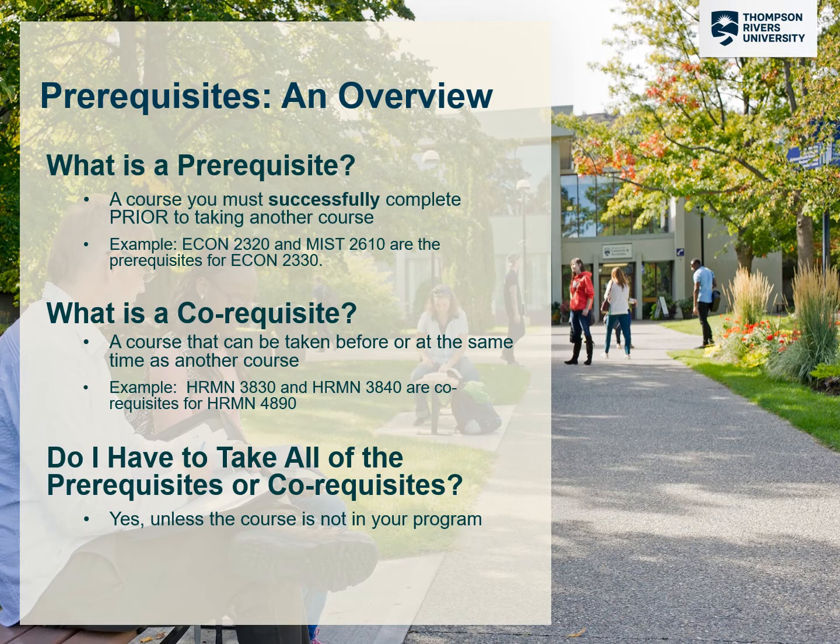A co-requisite is a course that has to be taken before or at the same time as another course. For example, HRMN 3830 and HRMN 3840 are co-requisites for HRMN 4890. So you can take 3830 and 3840 before or at the same time as 4890.